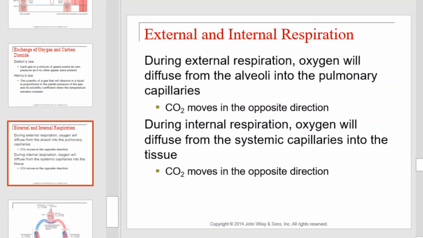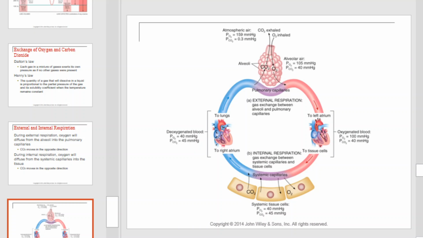During external respiration, oxygen will dissolve from the alveoli into the pulmonary capillaries, while carbon dioxide moves in the opposite direction. During internal respiration, oxygen will diffuse from the systemic capillaries into the tissue, while again carbon dioxide moves in the opposite direction. This graphic illustrates the partial pressure of carbon dioxide and oxygen in different locations and the subsequent diffusion of each gas.